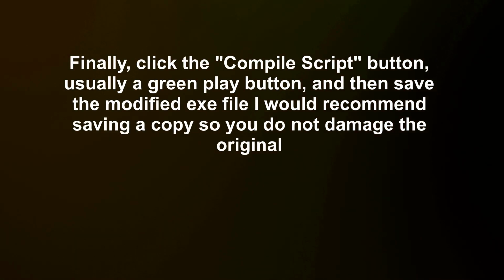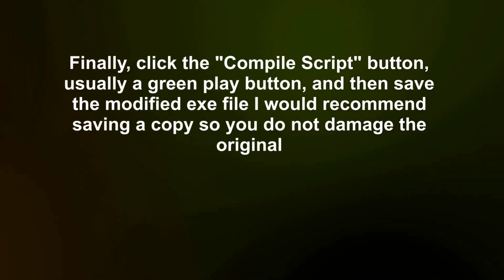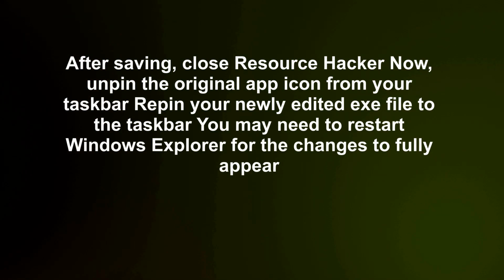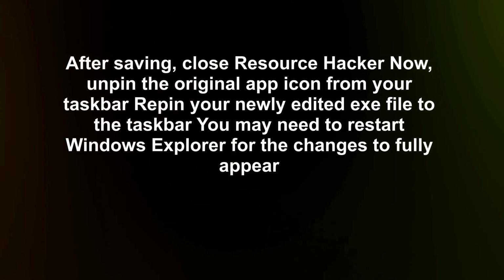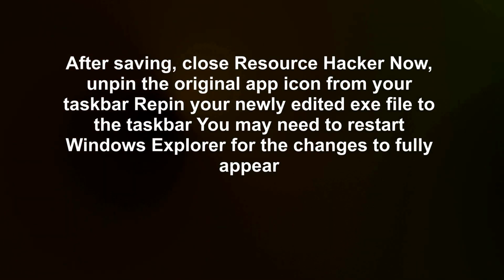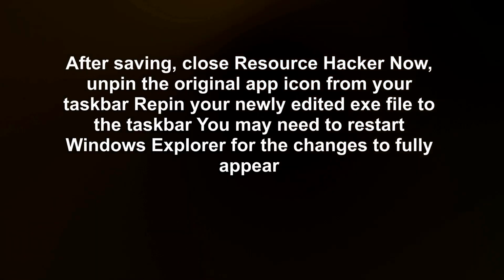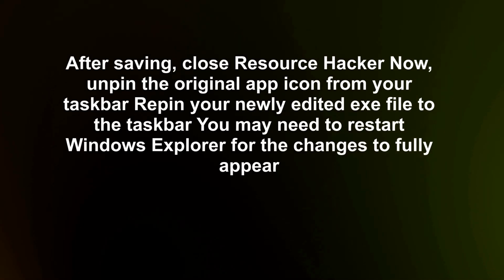I would recommend saving a copy so you do not damage the original. After saving, close Resource Hacker. Now, unpin the original app icon from your taskbar. Repin your newly edited exe file to the taskbar. You may need to restart Windows Explorer for the changes to fully appear.